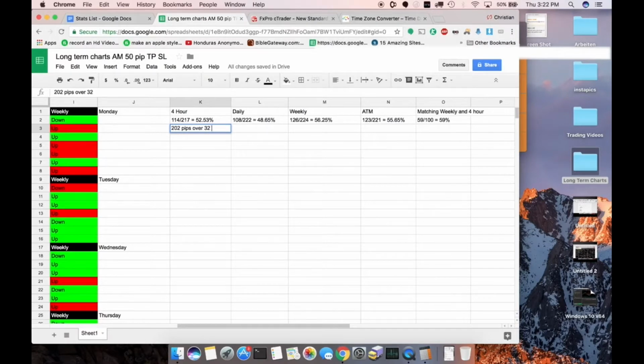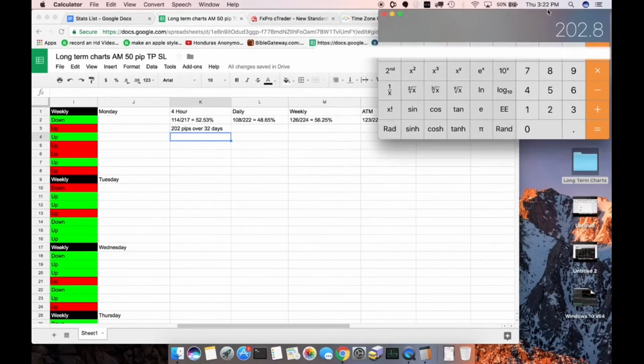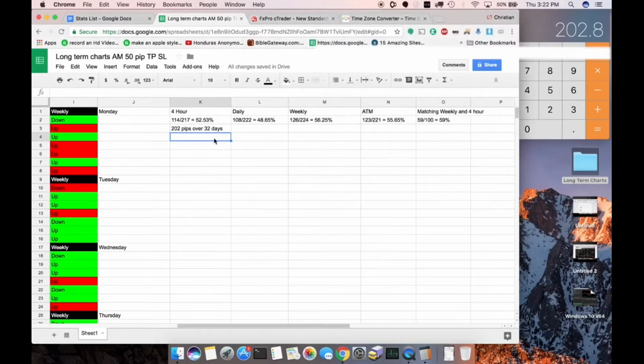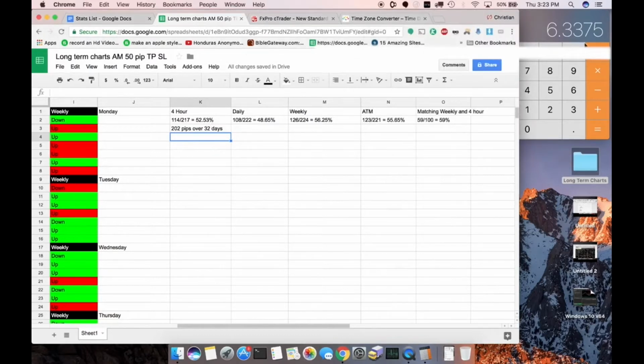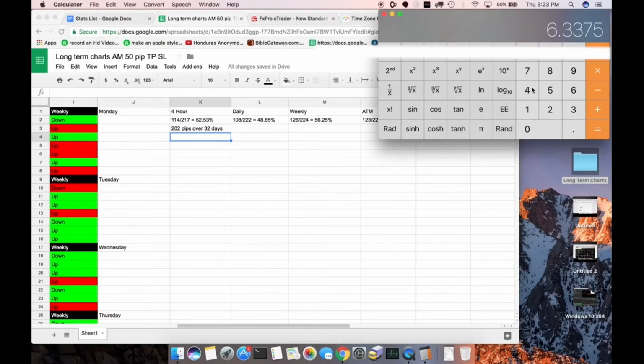Over 32 days. Obviously that's profitable, but it's not ideal. You want more than that. I mean, 6.337. You trade 1,000 pounds of pip. You need a lot of money to do this because you can have a lot of failures. Also, if you do 1,000 pounds of pip, that's $6,000 in 2 months. It's something. But you need a lot of money in the bank. So this isn't going to be ideal.